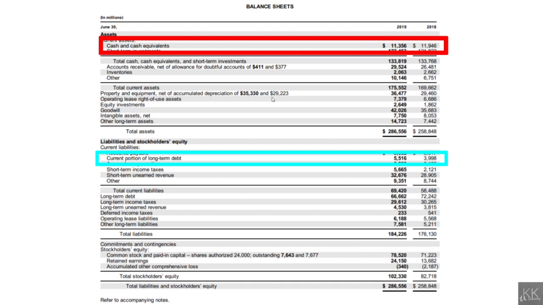You can find the cash in the bank under the current assets section. This has been highlighted in red under the name cash and cash equivalents. If we look at the 2019 year, we can see here that the cash and cash equivalents is greater than the current portion of long-term debt. So that makes Microsoft a slightly safer investment.